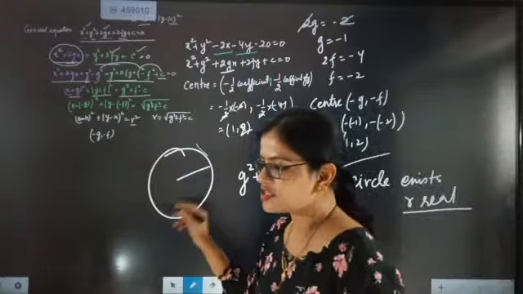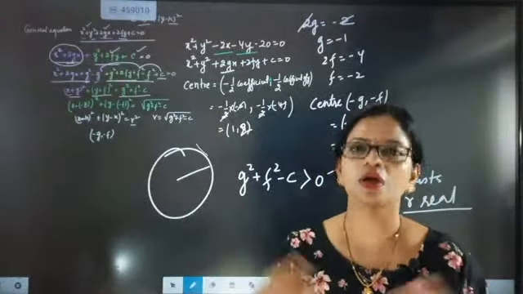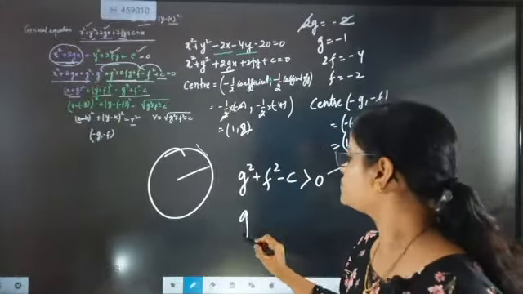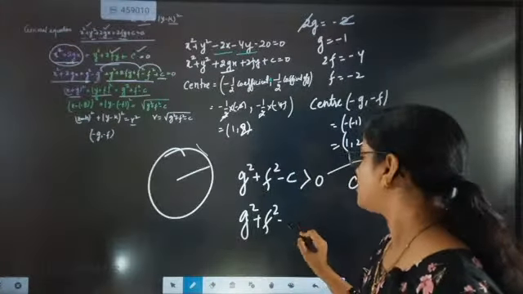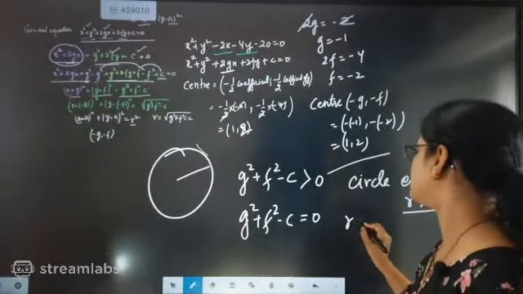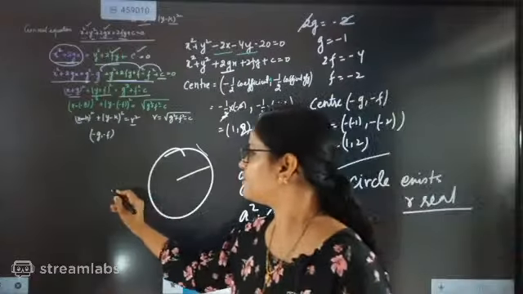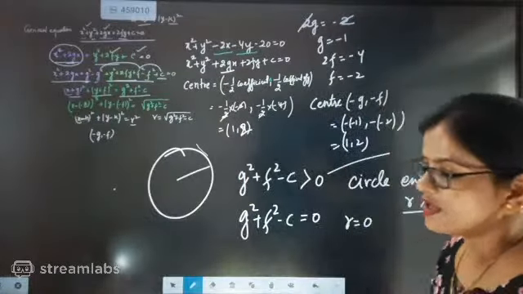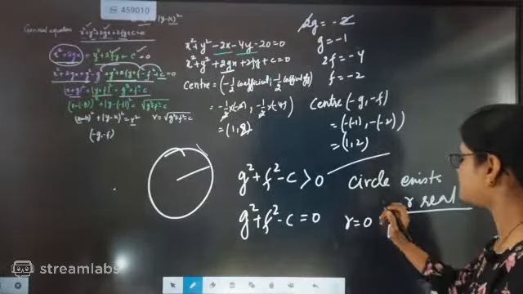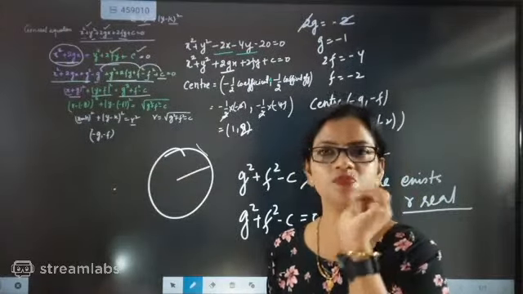That means definitely the circle will have circumference and width, and the radius will be more than 0. But if g square plus f square minus c is equal to 0, at that time what will happen? The radius will become 0, and if the radius itself becomes 0, then it will not be a circle, it will be a point. It will just be a point.